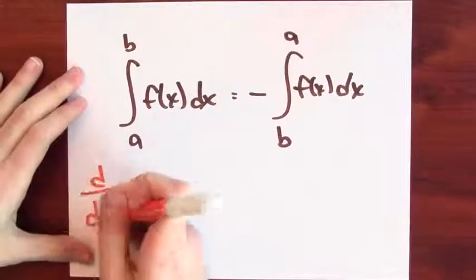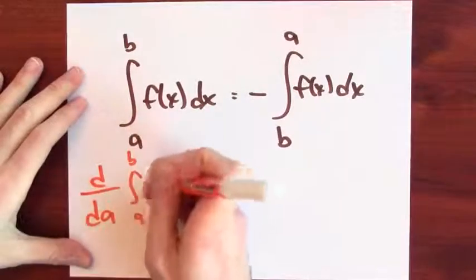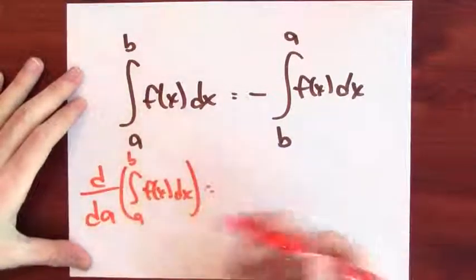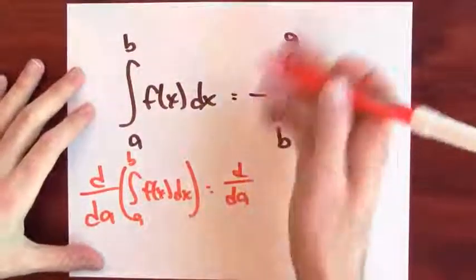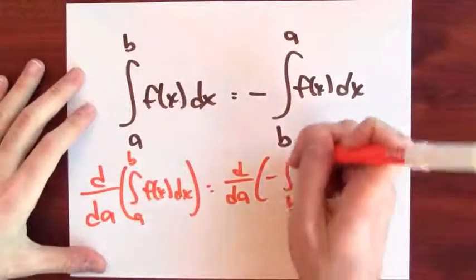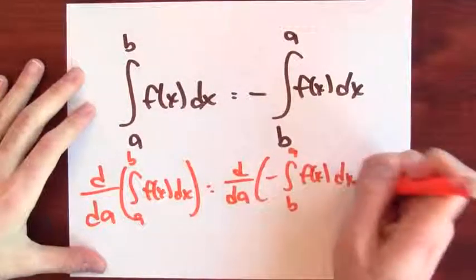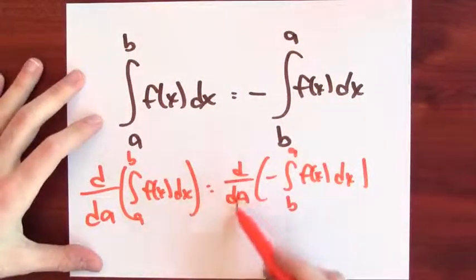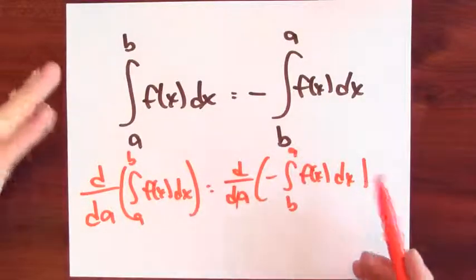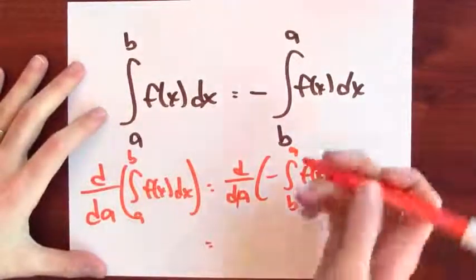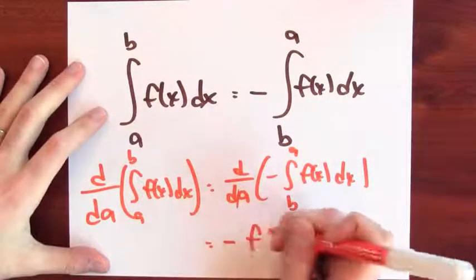Now, in light of this convention, what do we know? So d/da of the integral from a to b of f of x dx is d/da of this, negative the integral from b to a of f of x dx. But now this is the derivative of the top endpoint, which is just the usual fundamental theorem of calculus. So this is negative f of a. So the upshot here is that differentiating the integral from a to b with respect to the left-hand or bottom endpoint is negative the function's value.